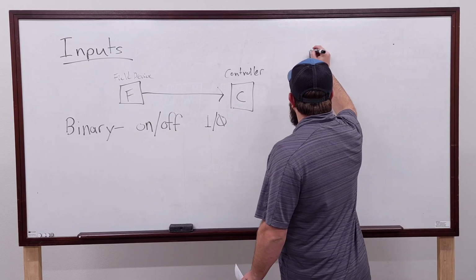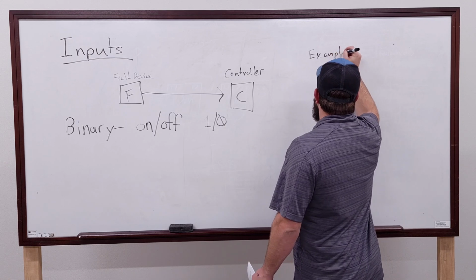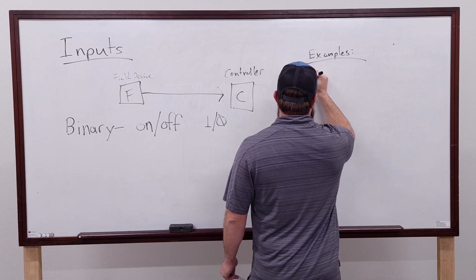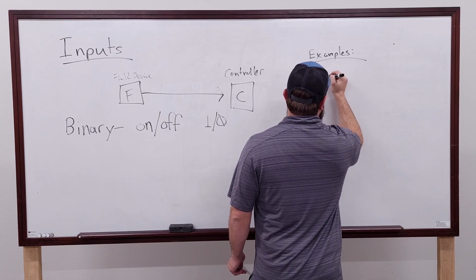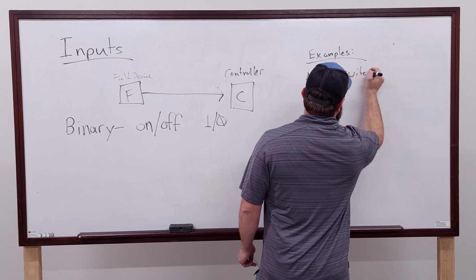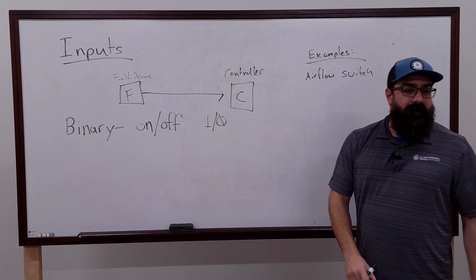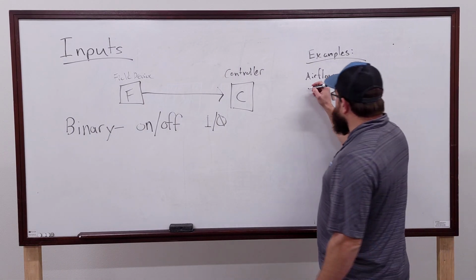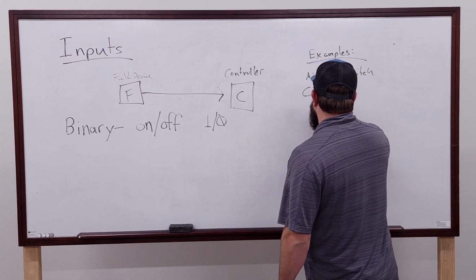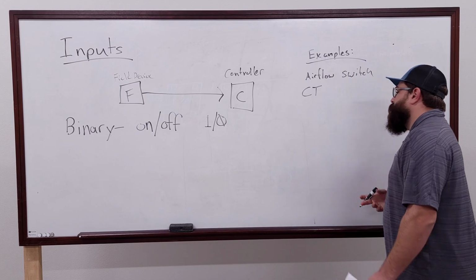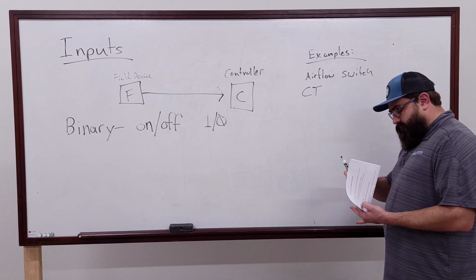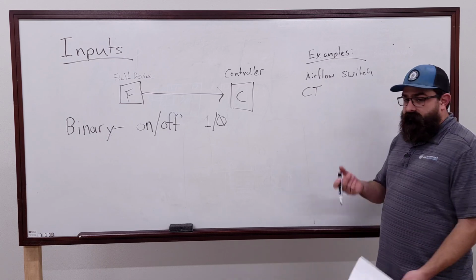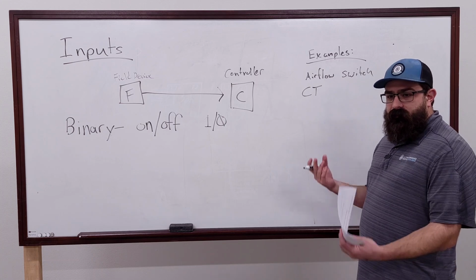So, examples would be an airflow switch, like an air proving switch on a fan or a heater. It could be a CT on a pump, a motor, a compressor. CTs monitor current, by the way, just in case anybody knows.